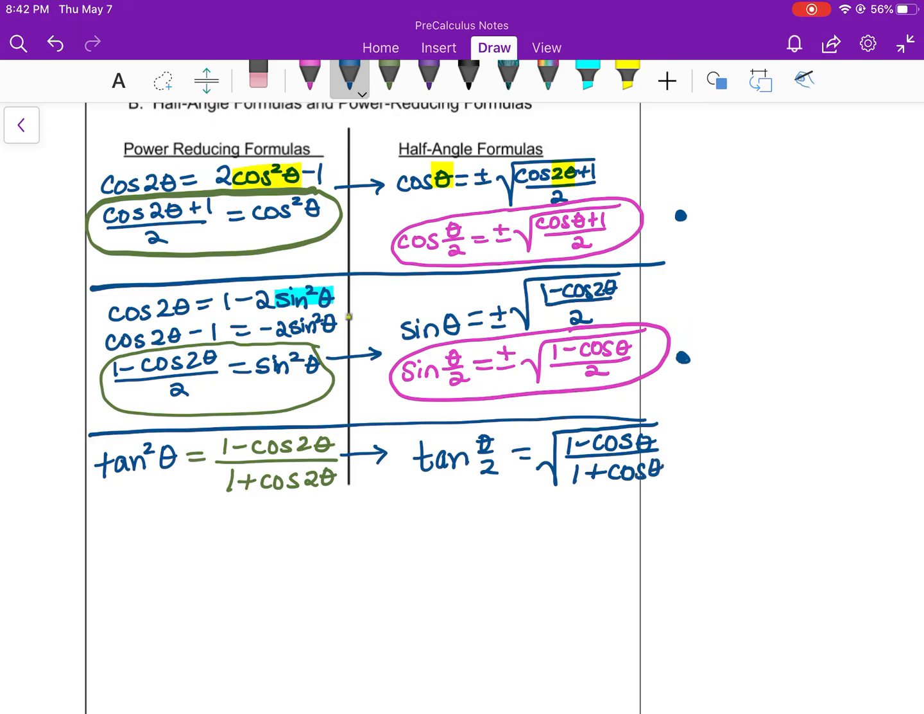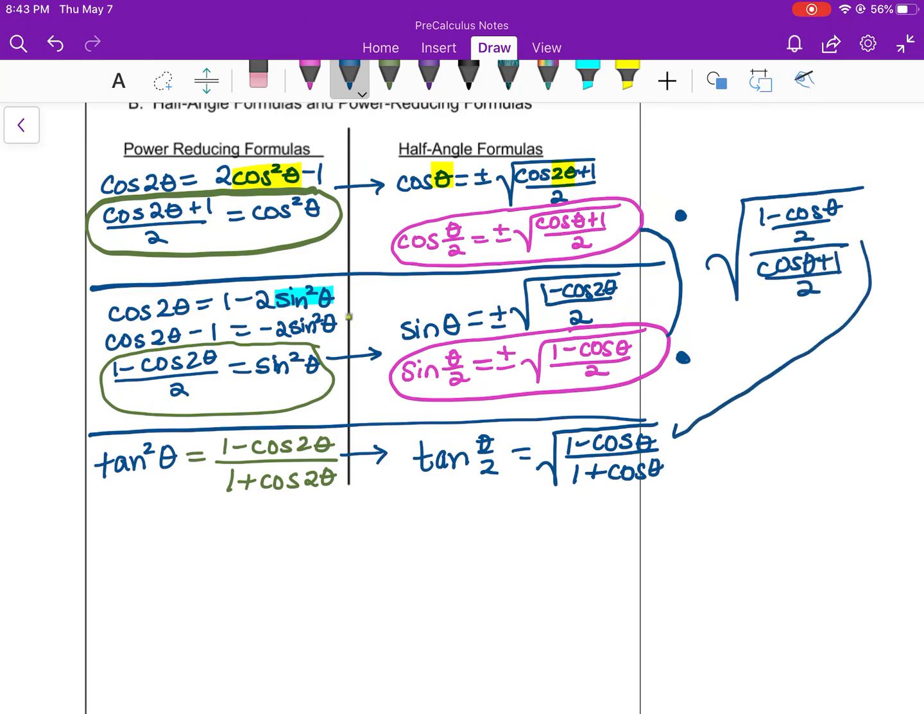Okay, so basically what I've done is I've taken this and divided it by that, the radical would go over both the top and the bottom. So I have this one big ginormous radical: 1 minus cosine theta over 2 divided by cosine theta plus 1 over 2. That's going to clean up to that. Where did the pluses and minuses go? Well, they kind of canceled each other out. That's how I think about it.